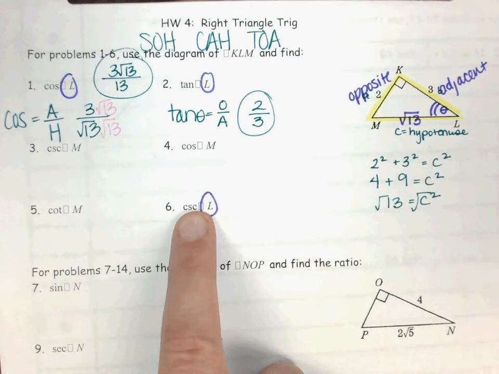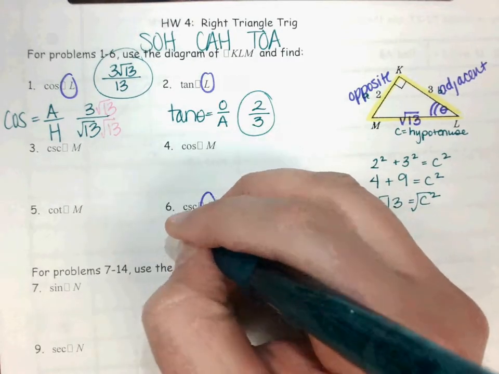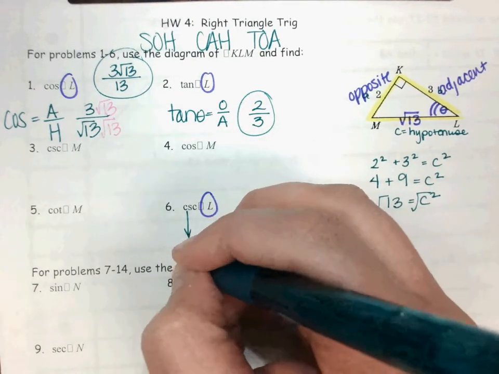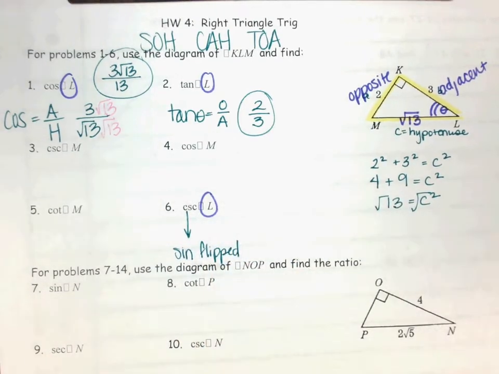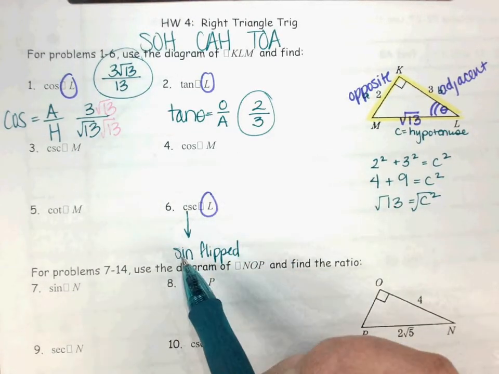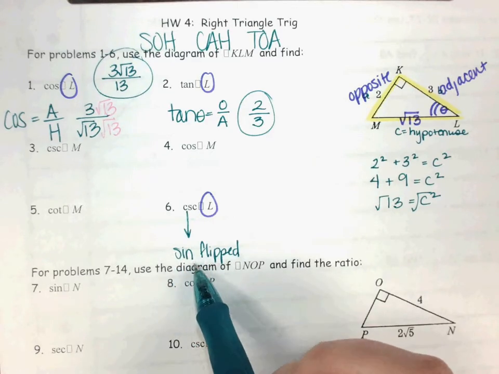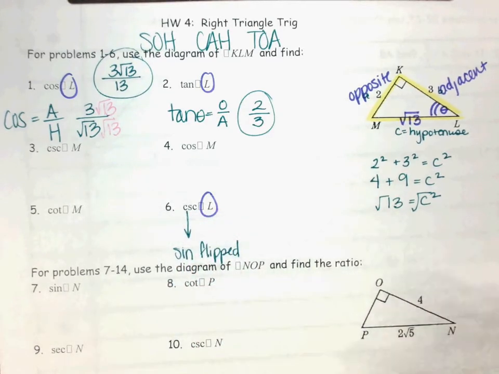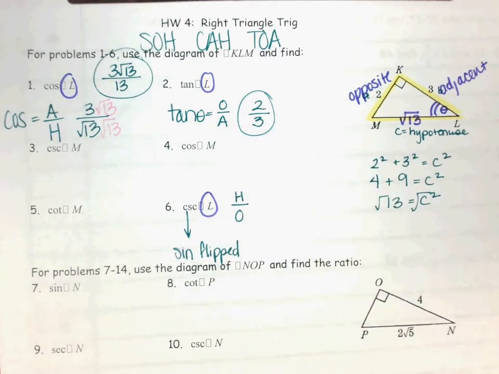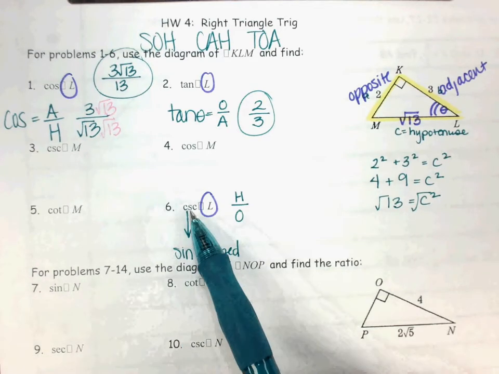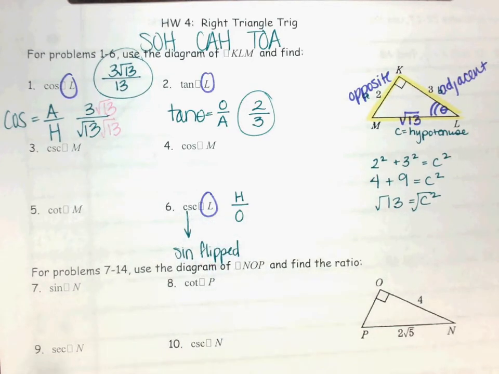Okay, now I do the one other that has an L. So cosecant is whose partner? Do you remember? Sine. So it is sine flipped. So if sine is opposite over hypotenuse, what is cosecant? Hypotenuse over opposite. So remember that the S and the C's are both partners. So cosecant goes with sine, and then secant down here with the S goes with cosine.